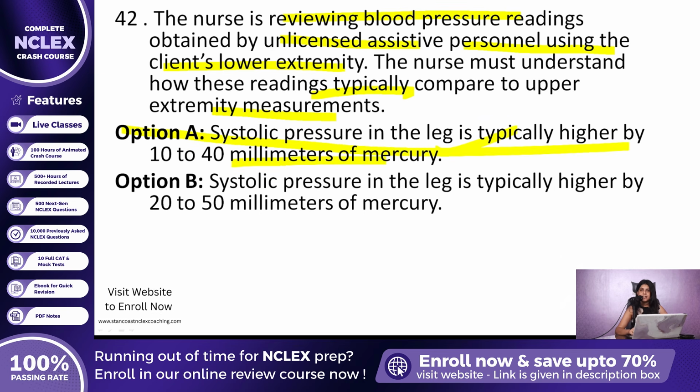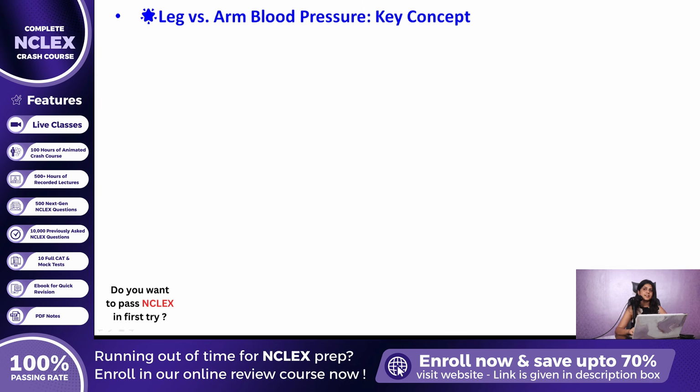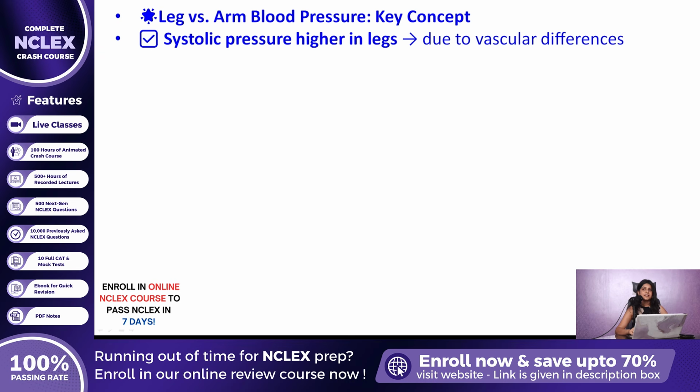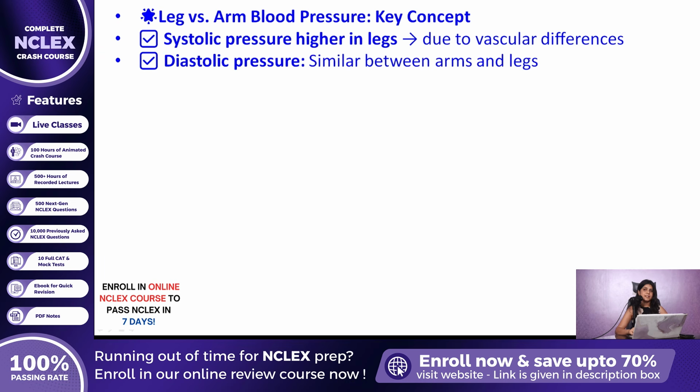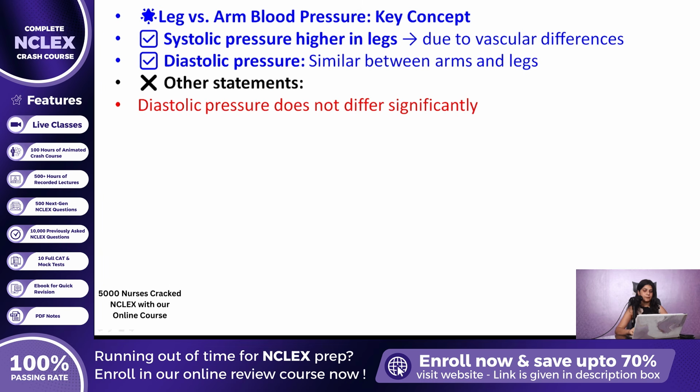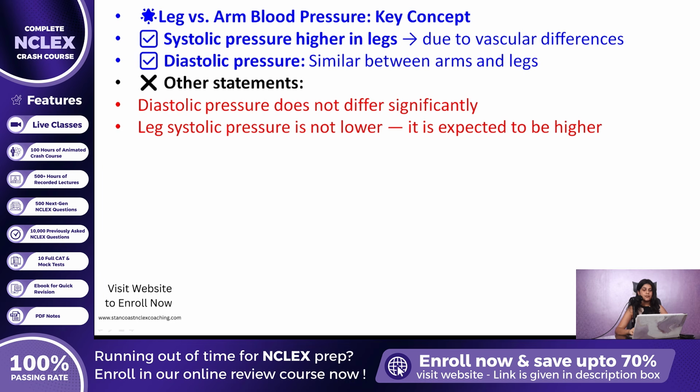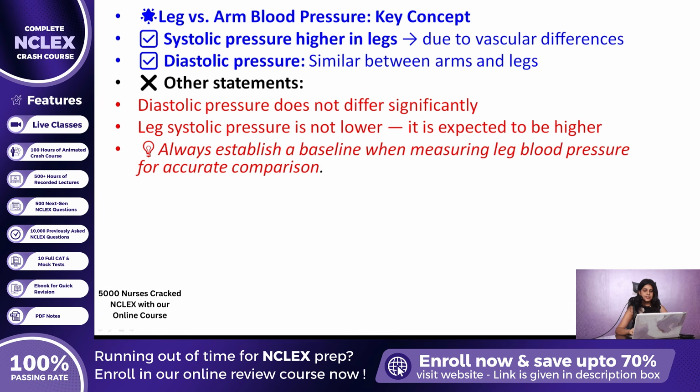mercury. Here is why. Vascular differences between the arms and legs lead to higher systolic readings in the legs, while diastolic pressure remains similar at both sites. The other options are incorrect because diastolic pressure does not significantly differ between sites, and leg systolic pressure is expected to be higher rather than lower. The key point is that when using leg blood pressure measurements, it is important to establish a baseline and compare appropriately. Question 43. Moving on, let us consider dietary teaching for a client with hypothyroidism.